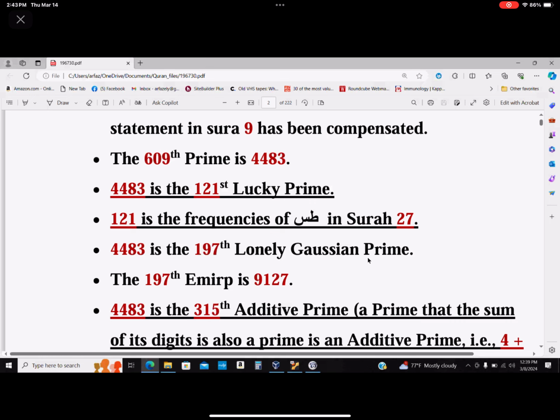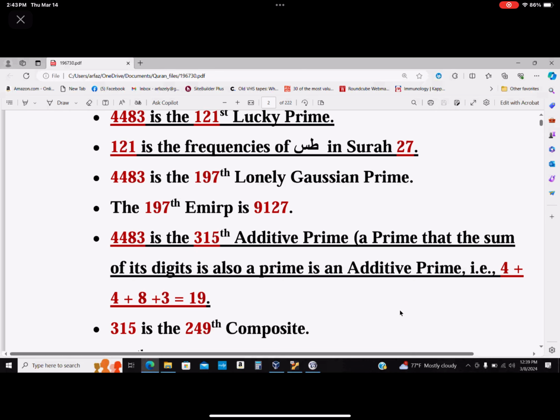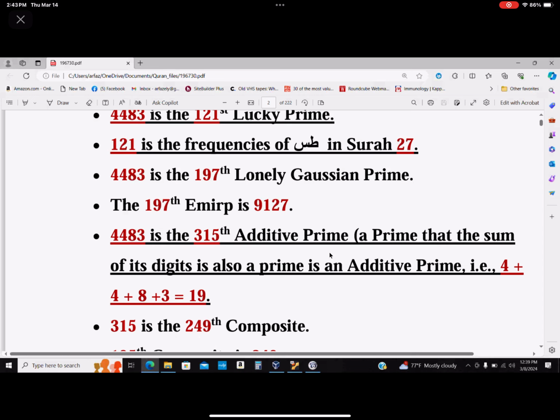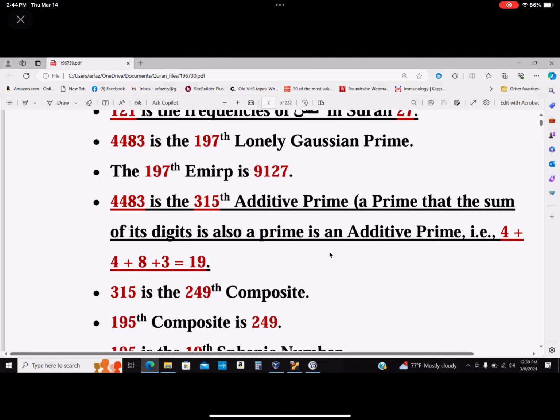4483 happens to be, I said, an additive prime. I explained it here again, so it'll be clear, hopefully. 4483 is the 315th additive prime. A prime that is the sum of its digits, also a prime, is an additive prime, i.e., 4 plus 4 plus 8 plus 3 is equal to 19. 315 happens to be the 249th composite, and the 195th composite happens to be 249.